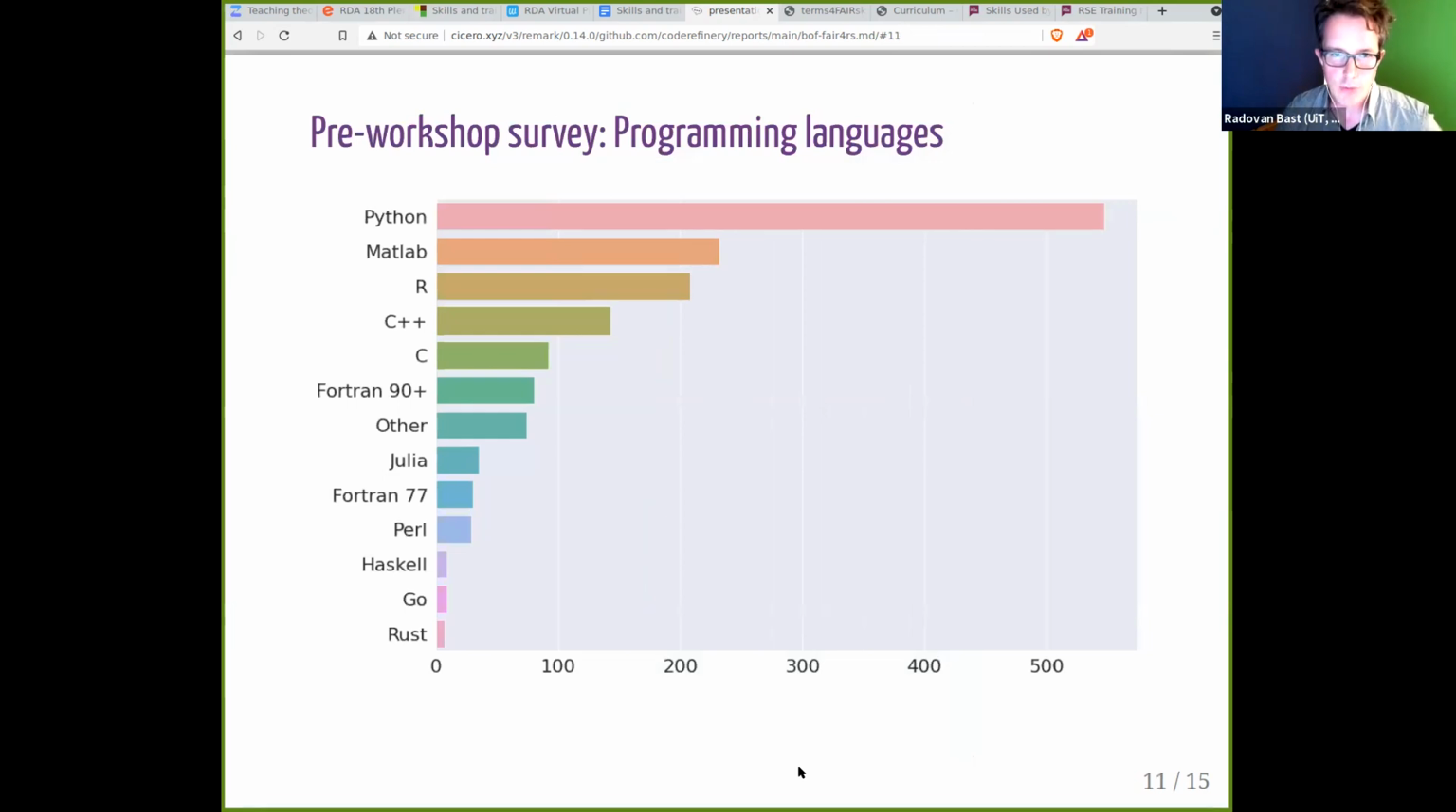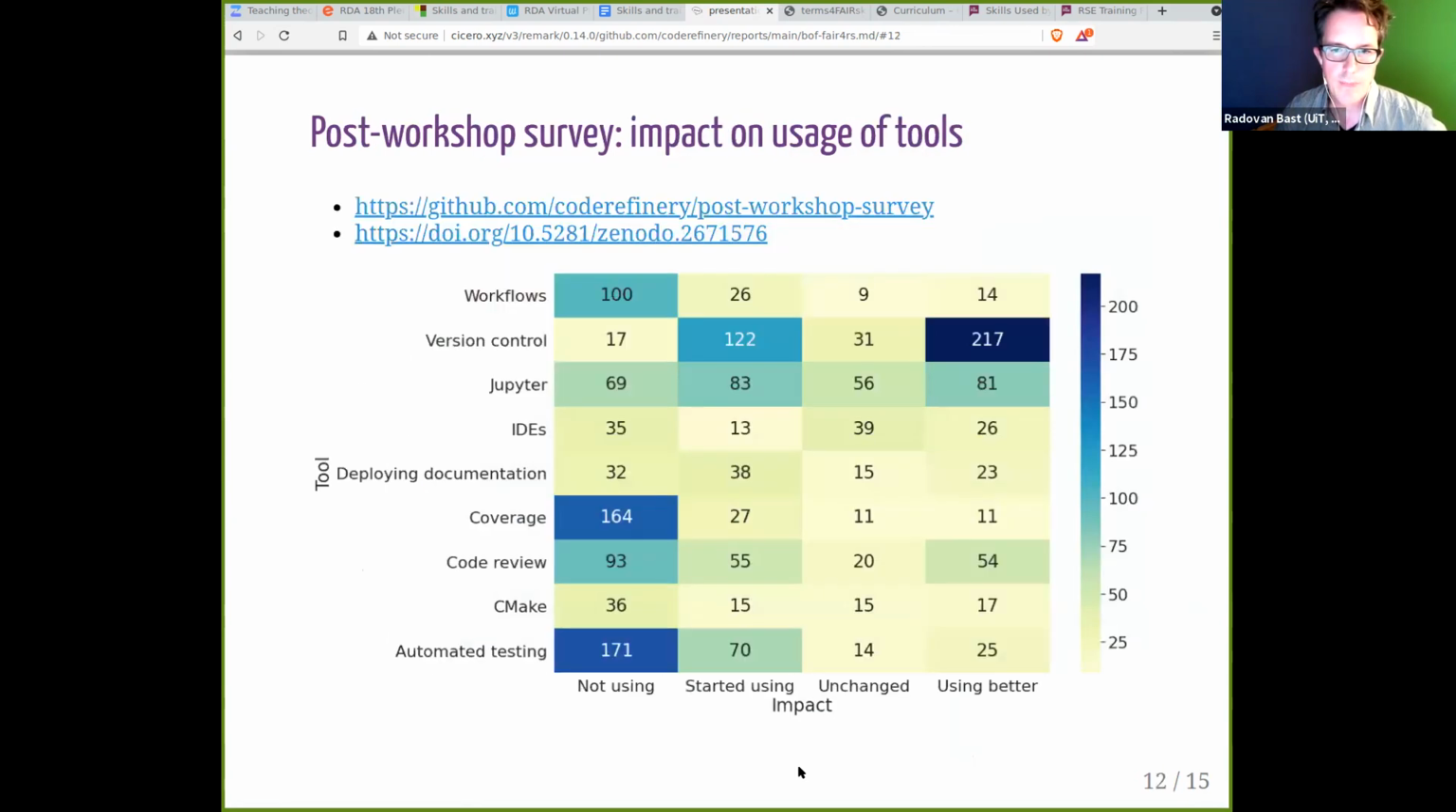Here's some overview over which languages people typically bring. So that's a bit of a challenge. This is really across different languages.